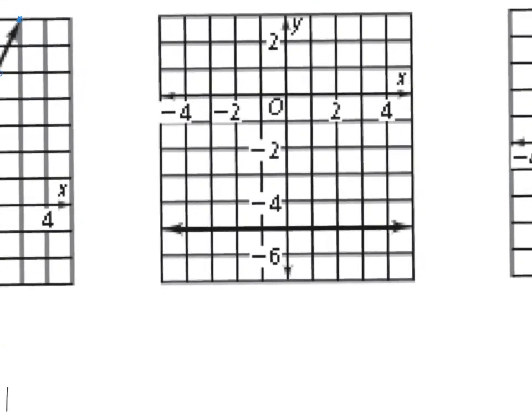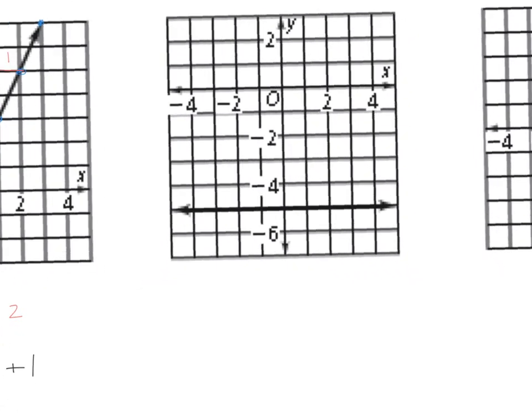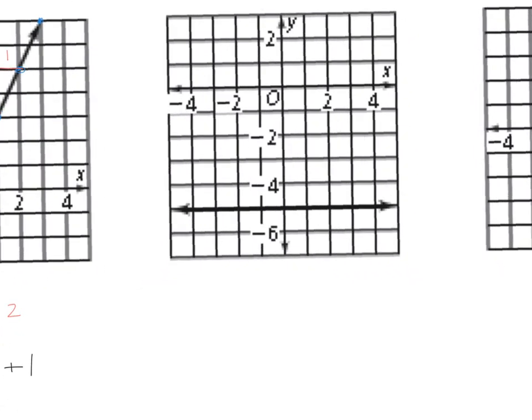All right, so next one here. I need a b value, and I need my slope. Again, my b value has to sit on this line right here. So we have to figure out where it crosses. It looks like it's crossing right there at 5. So my b value here is going to be 5.